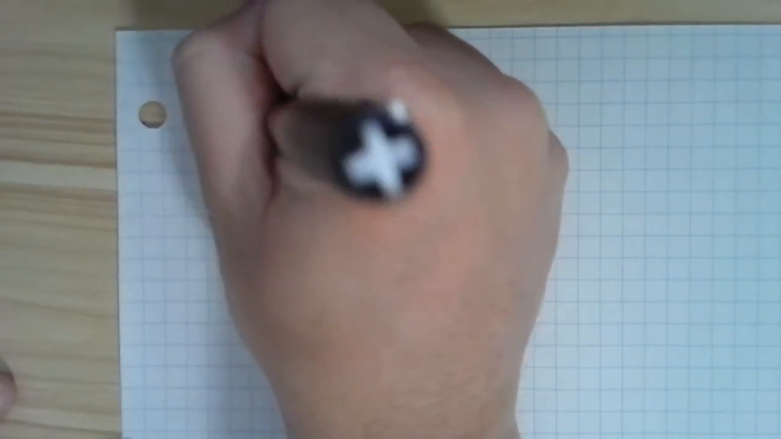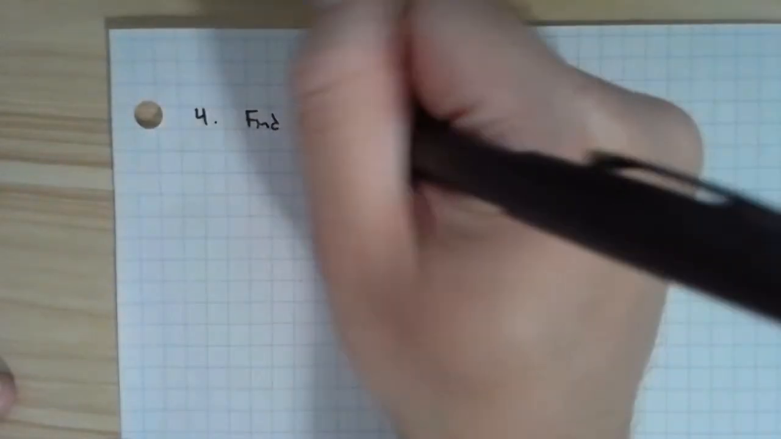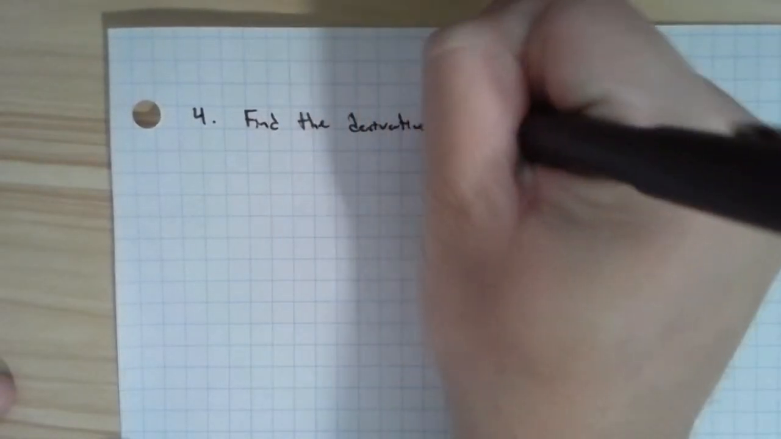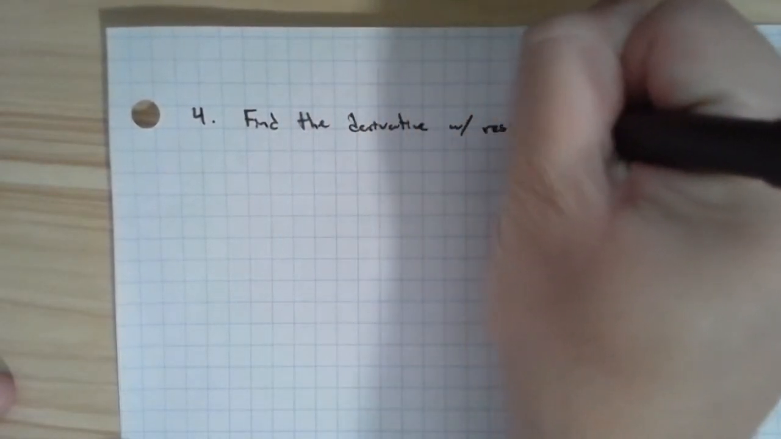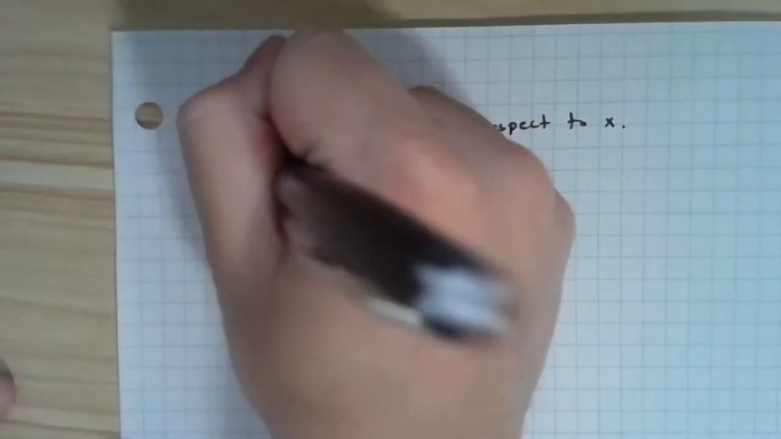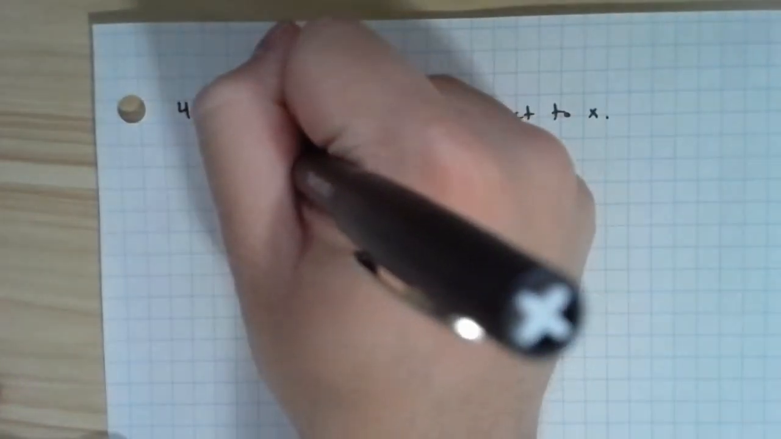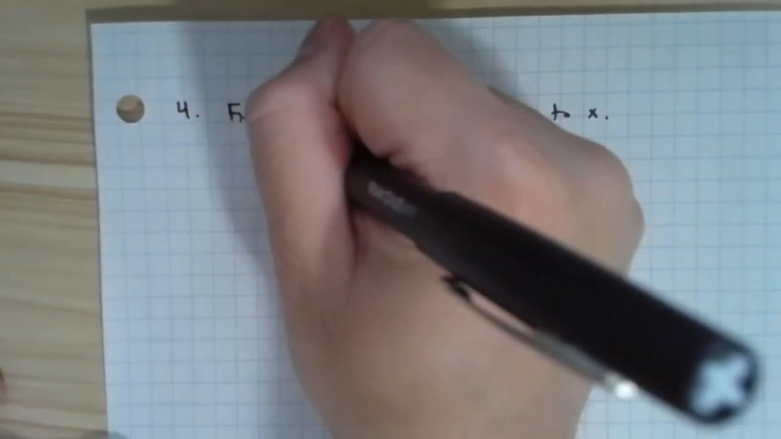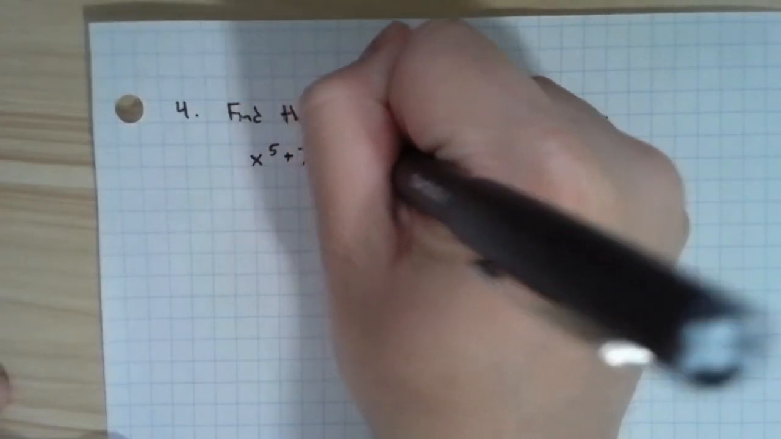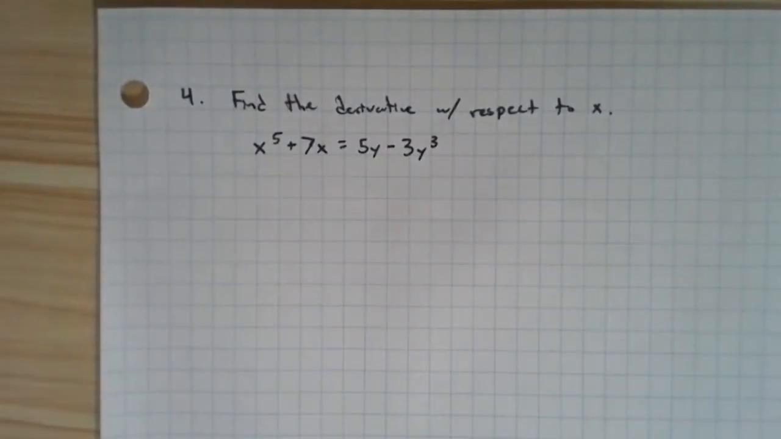So I mean the actual, whoops, I put 1, this is number 4. Find the derivative with respect to x, and here is this function, x to the 5th plus 7x is equal to 5y minus 3y to the 3rd.